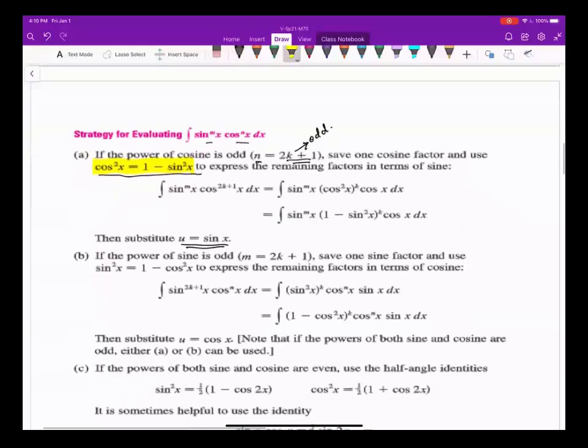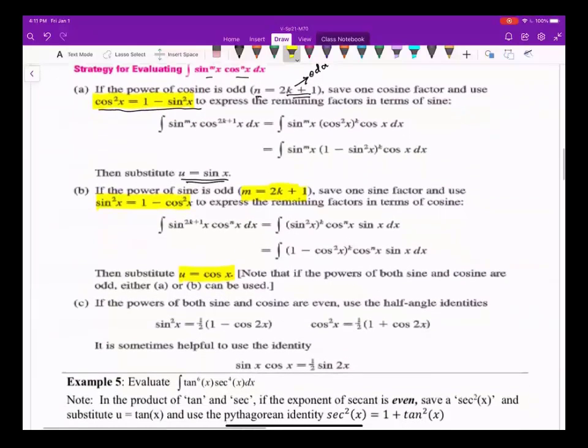The next, if m equal to 2k plus 1, if the sine exponent is odd in the problem, then we are going to save a sine, and then you're going to substitute u equal to cosine x, the other trig function in the problem. What Pythagorean identity would you use? Sine square equal to 1 minus cosine square is what you would use. So these two are a generalization of what we did in the example problems 1 and 2.